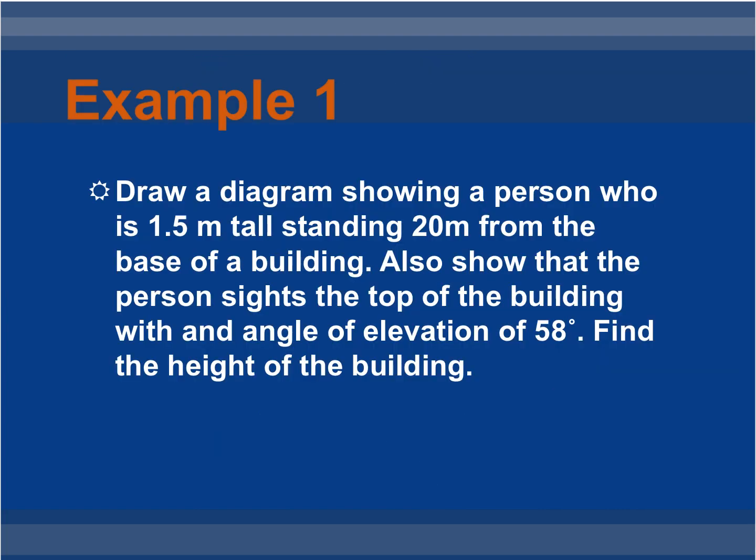All right, looking at this example, it says draw a diagram showing a person who is 1.5 meters tall, standing 20 meters from the base of a building. Also show that the person sights the top of the building with an angle of elevation of 58 degrees. Find the height of the building. So go ahead and just try and draw this as best as you can according to what it's asking.